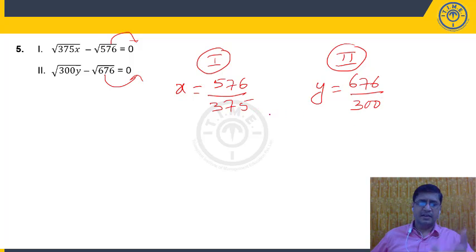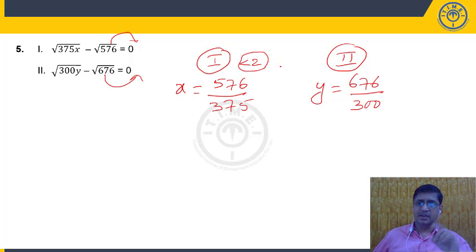The other discussion, the alternate method: without solving, without using pen and paper, just look at these values. What is 2 times the denominator? 2 times 300 is 600. But here 375 is given. If you observe the denominator and numerator, the numerator value is less than 2 times.